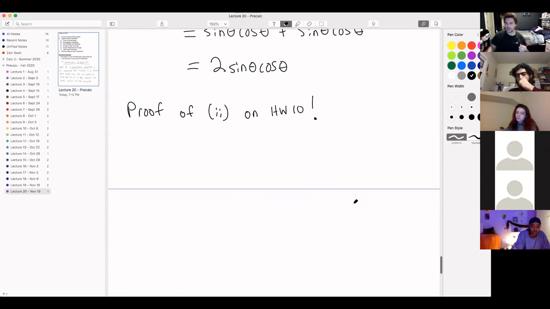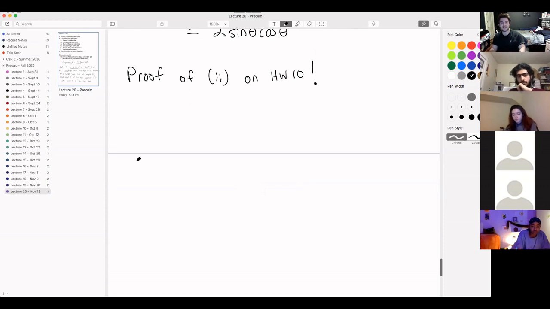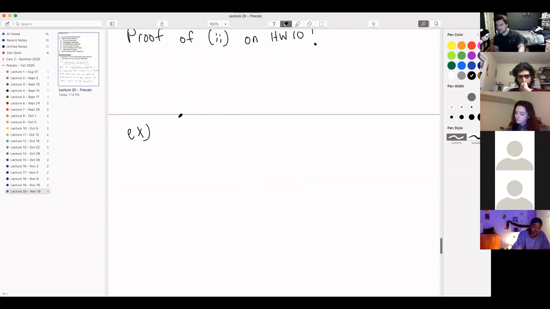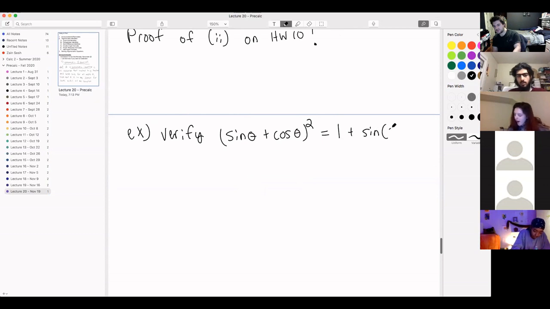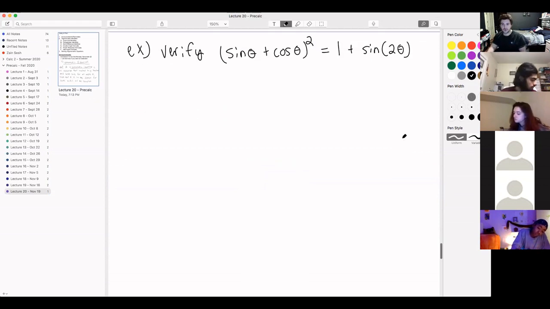Okay, let's do another verification of a trig identity. Verify that sine theta plus cosine theta quantity squared is equal to 1 plus sine of 2 theta. All right. So as before, the strategy is to always manipulate the left side until it matches the right side.